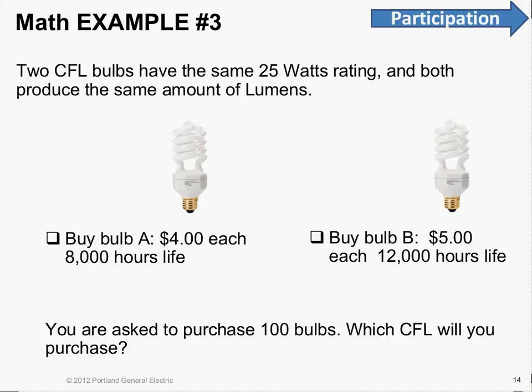Another good example, and this is one that I ran into when I simply went into a store and saw 2 light bulbs, both 25 watts, both producing the same amount of lumens. Lumens is the measure of light, not watts. And one was $4, one was $5, and the only difference was, again, read the labels on the boxes. One was an 8,000-hour life, and the other one had a 12,000-hour life. Now, you're in charge. You have to go out and buy 100 light bulbs for your building. Which CFL will you purchase?